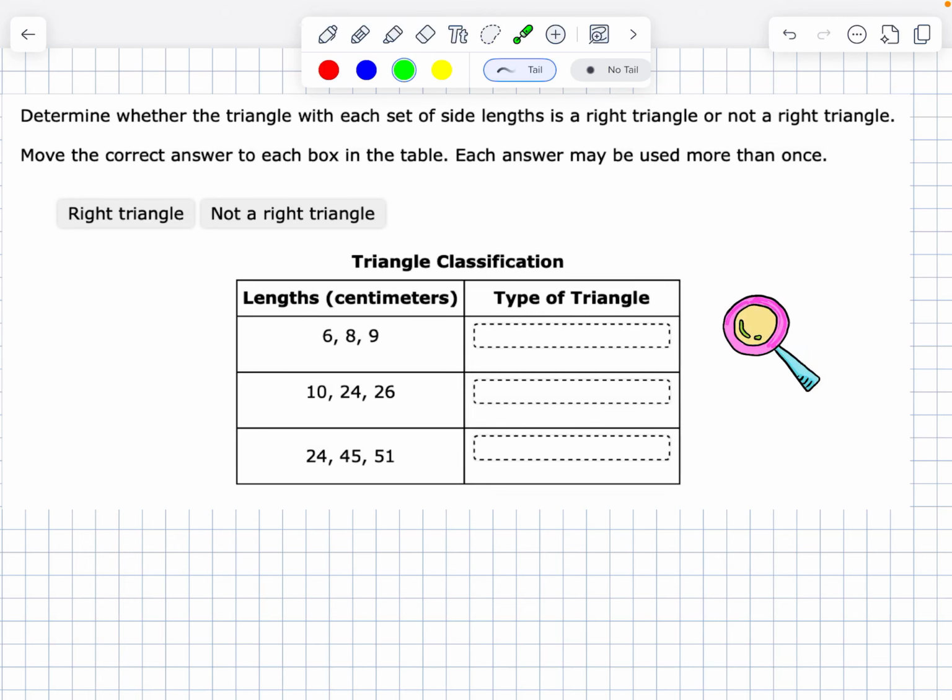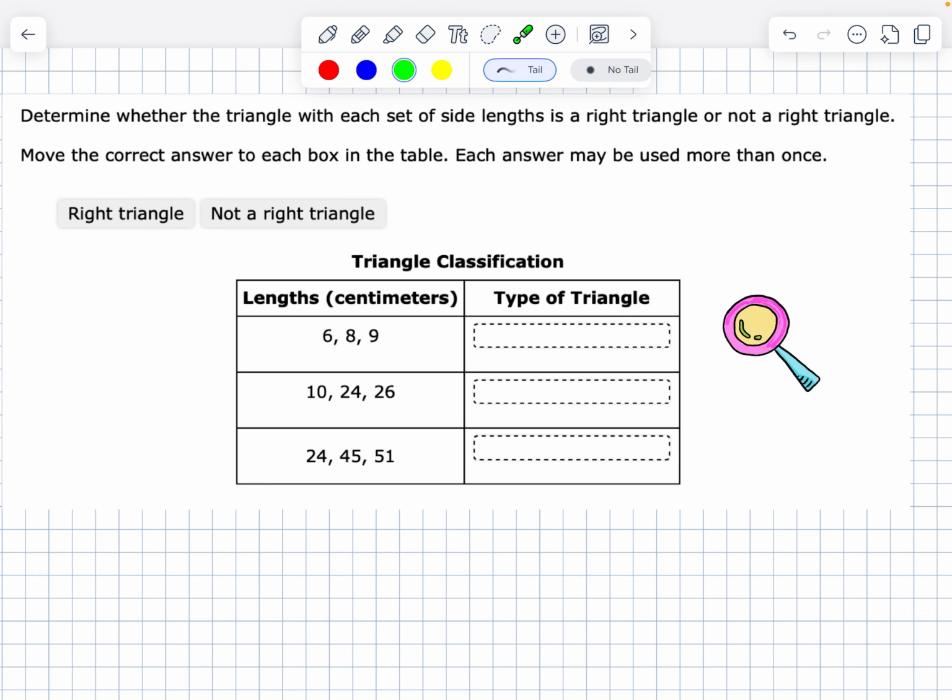All right, we need to determine whether the triangle with each set of side lengths is a right triangle or not a right triangle. And then you have to move the answer to the correct box, okay? So in order to do this, hopefully Pythagorean theorem springs to mind. And you got to know a couple of things about Pythagorean theorem in order to do this.